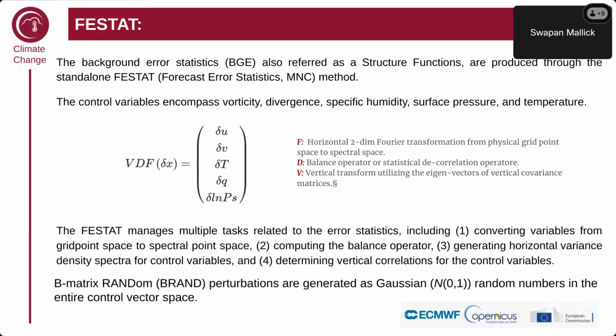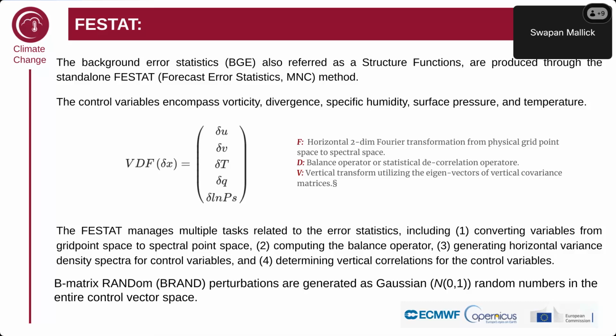Now coming to the calculation of the background error matrix, I use it for the first time. This is called the first forecast error statistics. The background error statistics, or the structure function, is calculated using the NMC method. This is a popular method, which is based on forecast error differences for different hours. As control variables, I use vorticity, divergence, specific humidity, surface pressure, and temperature.